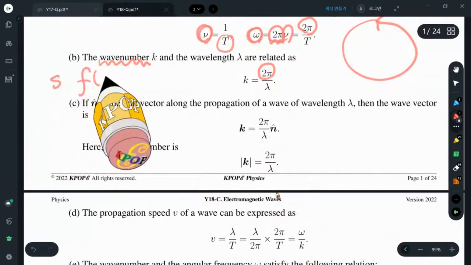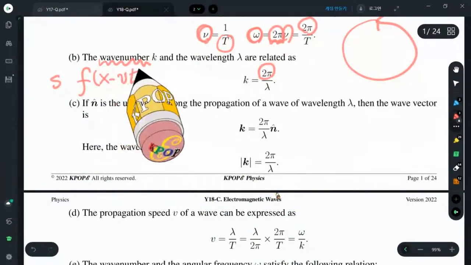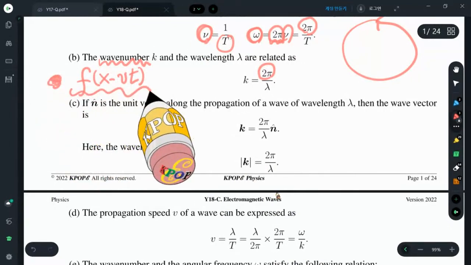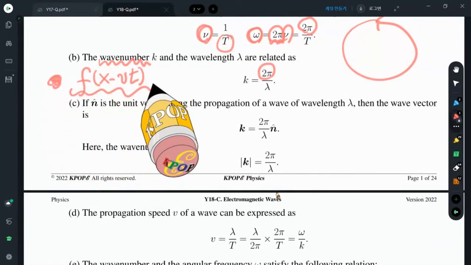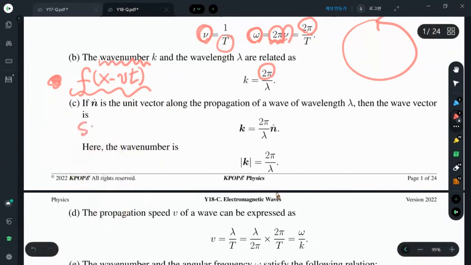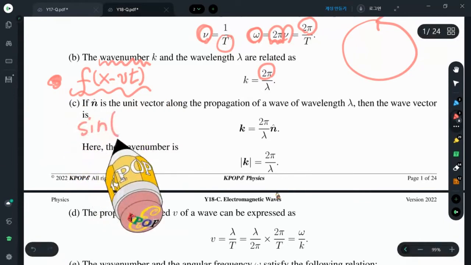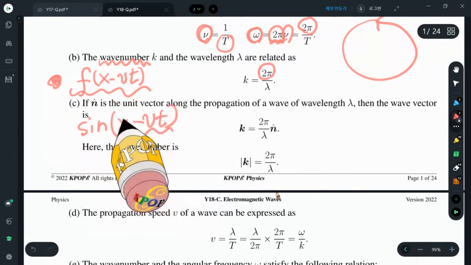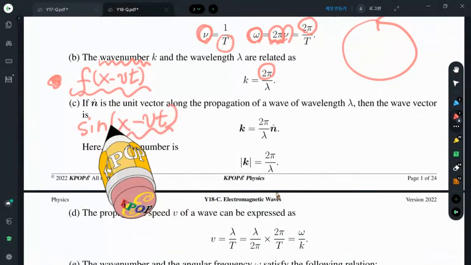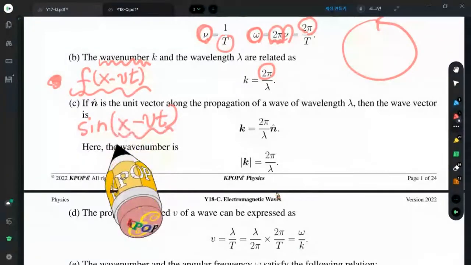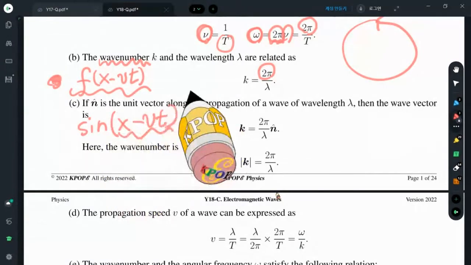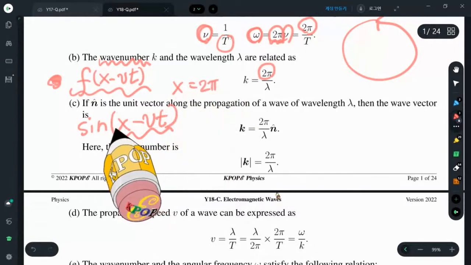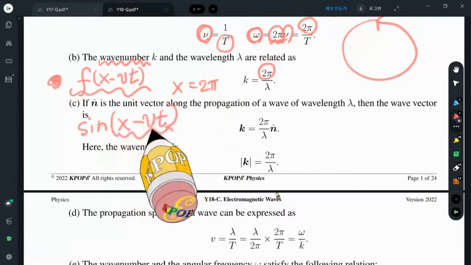is a kind of function of x minus vt, something like that. But this function, the simplest wave, is just a sinusoidal function. And this has a bad normalization. It returns to the same point only if x equals 2 pi. And the dimension is wrong.